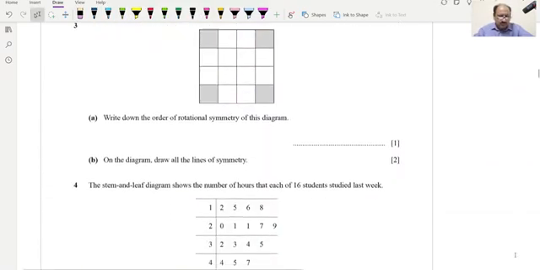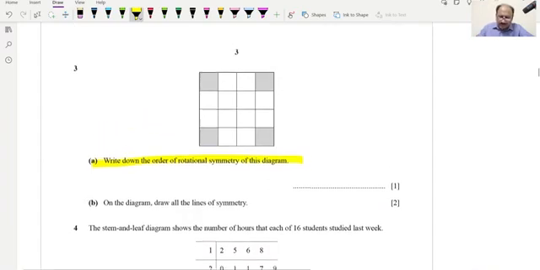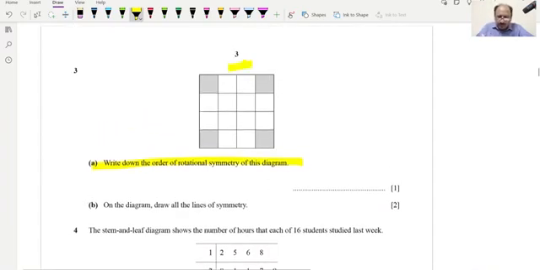Now question number 3, write down the order of rotational symmetry of this diagram. We can rotate this diagram and get 4 exact same positions: 1, and then 2, and then 3 and 4, so we'll basically have 4 same locations at which we will get the same diagram. Okay, so the answer will be 4 for this one.